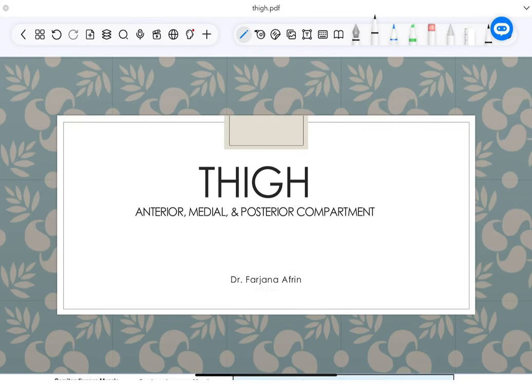Today my video lecture topic is the thigh, part 1. In this video lecture I am going to describe anatomical details related with the anterior as well as medial compartment of the thigh: their boundaries, contents, nerve supply of each individual compartment, group function, individual specific function and clinical anatomy related with the compartment. So let's start.